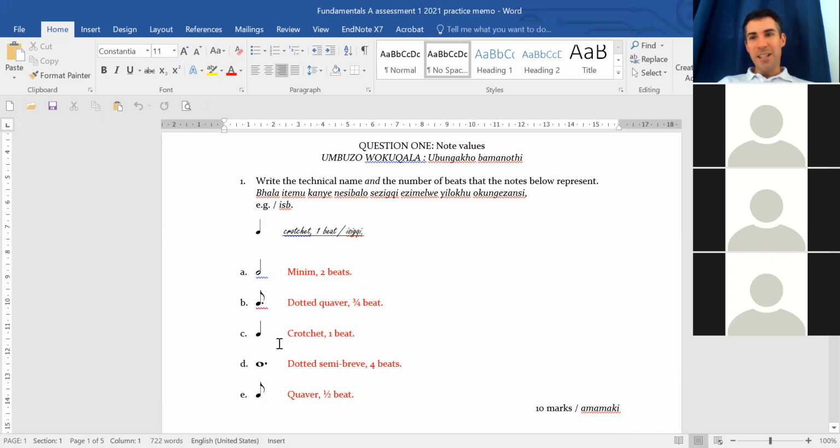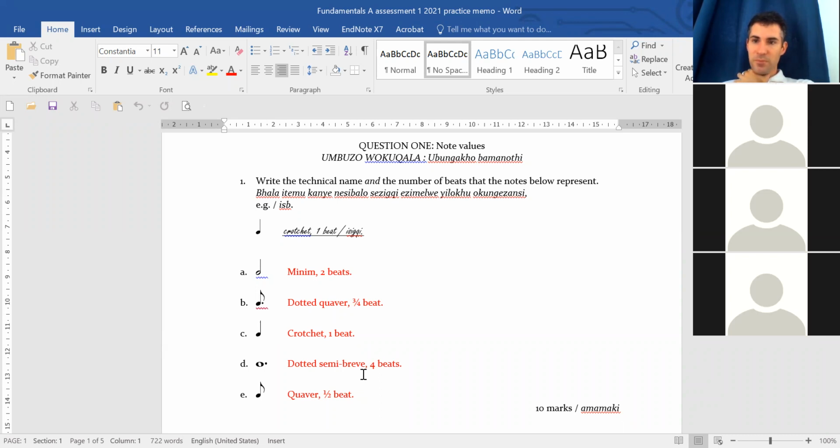And we know that the crotchet's the easiest one. That's what we started with. It's 1 beat. Over here, we've got a dotted semibreve. Try not to get confused between semibreve and semiquaver. What is a semiquaver? Who can tell me how much a semiquaver is worth?